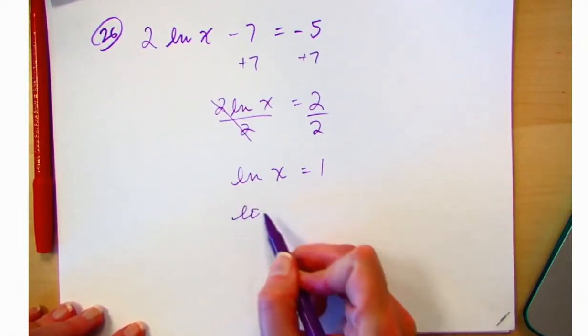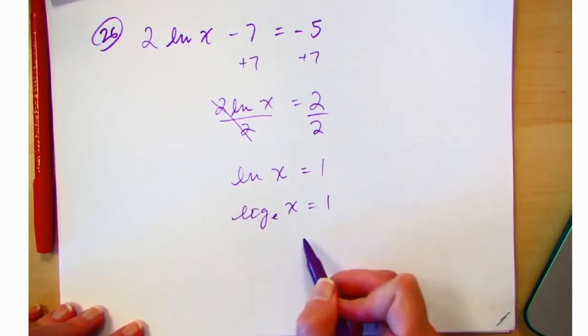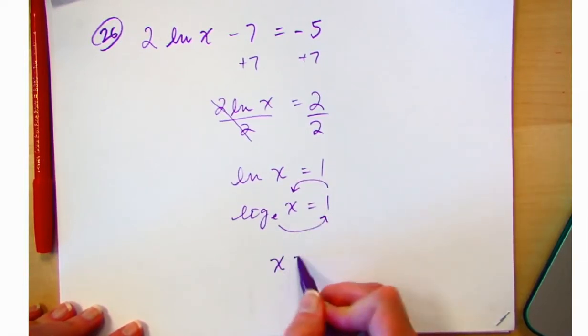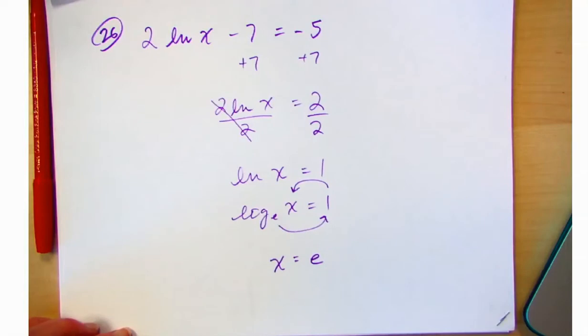Remember, ln is log base e. e to the first power equals x. x is e. x is e. Okay? x is e. There we go.